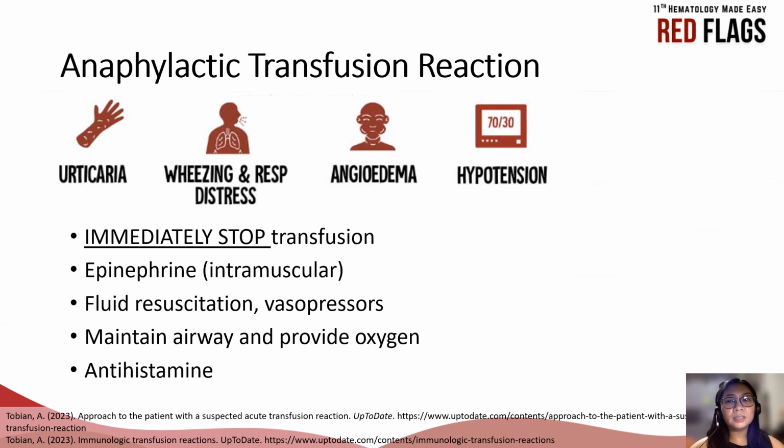Transfusion should immediately be stopped and intramuscular epinephrine be administered. Intravenous fluid resuscitation should be started among hypotensive patients, and some may also require vasopressors. Airway should be maintained and oxygen should be given when needed. For pruritus or angioedema, an antihistamine may be administered.